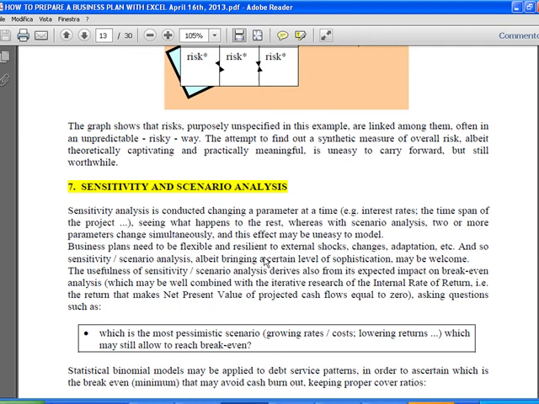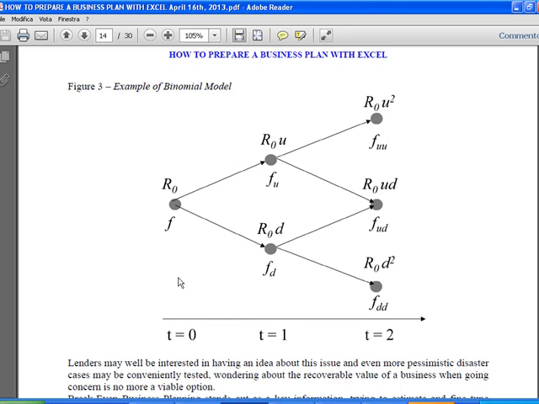We only change the projected interest rate, for example. We are going to see what is going to be modified. But we can also have scenario analysis if we change several items simultaneously, combining a pessimistic scenario with other possible scenarios. Here we have an example of a binomial model of possibilities of going up or down, with calculation of these possibilities.